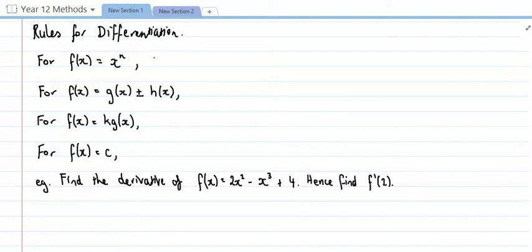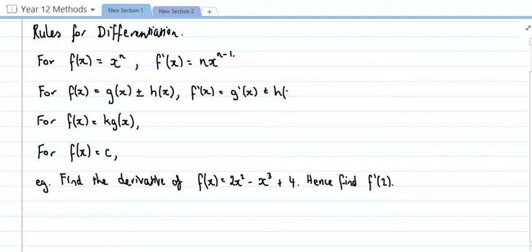So we move the power to the front, so we'll say f dash x is equal to nx to the power of, and lower the power by 1, so it becomes n minus 1. And that's it. The next rule for f of x equals g of x plus or minus h of x. This is basically just for an addition of two different functions. We just differentiate each of them individually. So it becomes f dash x equals g dash x plus or minus h dash x.